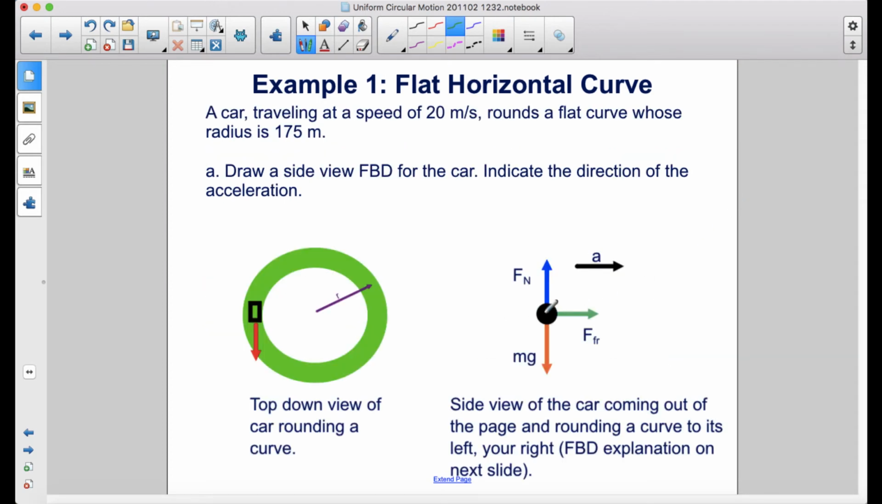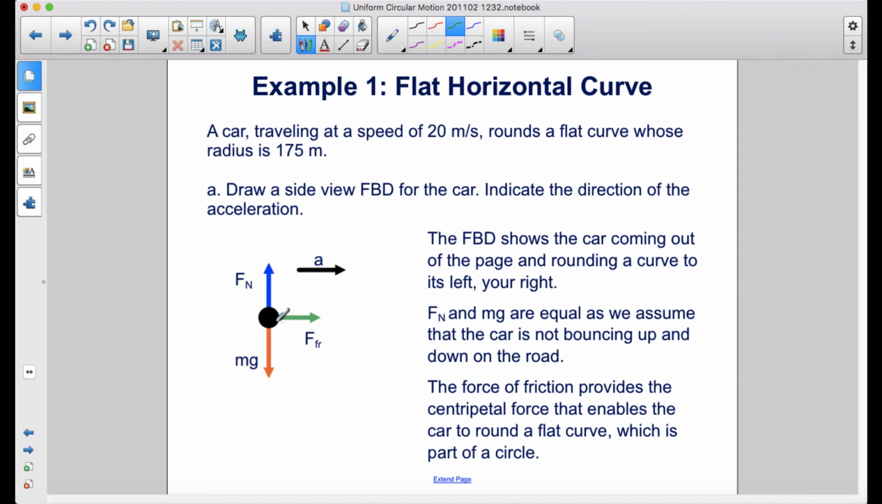Alright, so here is the side view free body diagram for the car. In this drawing, this car is driving straight towards us. So its little tires are here, here's the headlights and the windshield. It's driving straight at us. So there's a normal force up, mg down, and the force of friction is pointing towards the center of the circle.